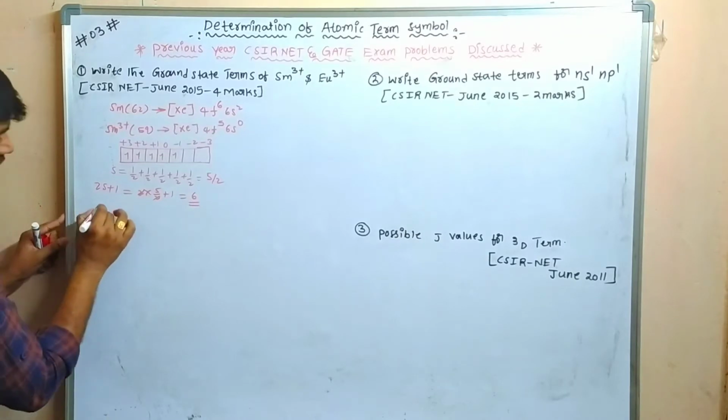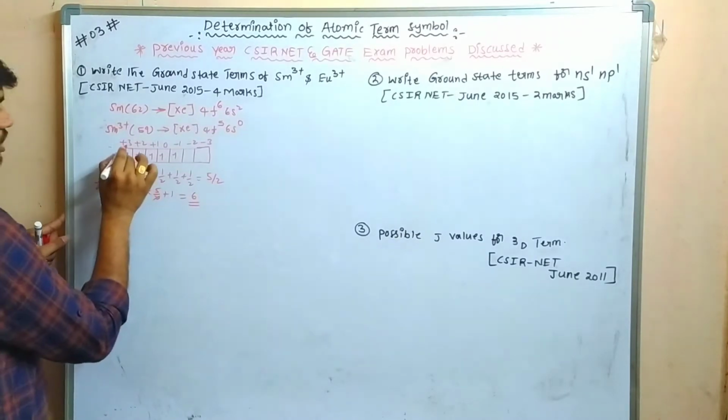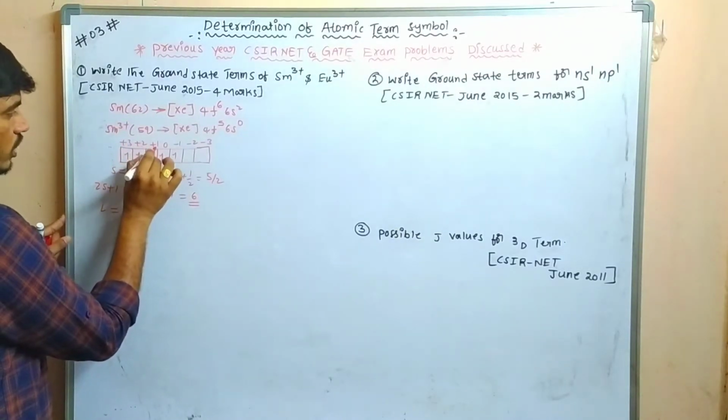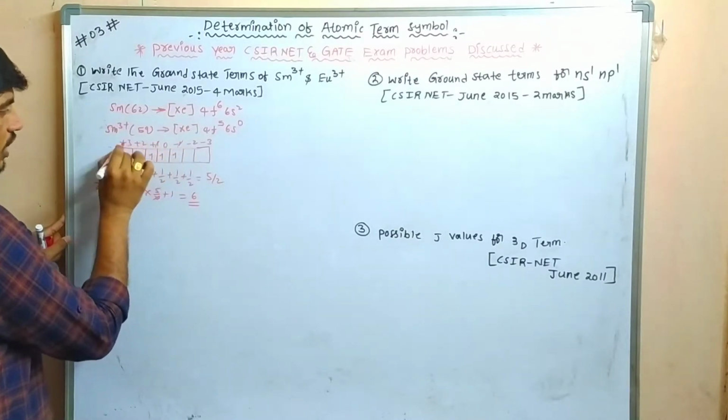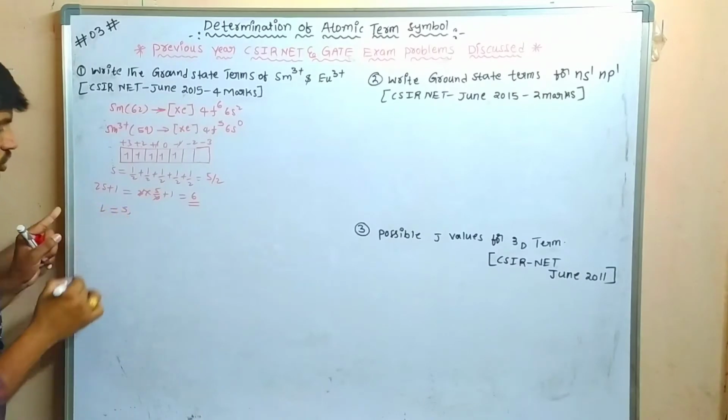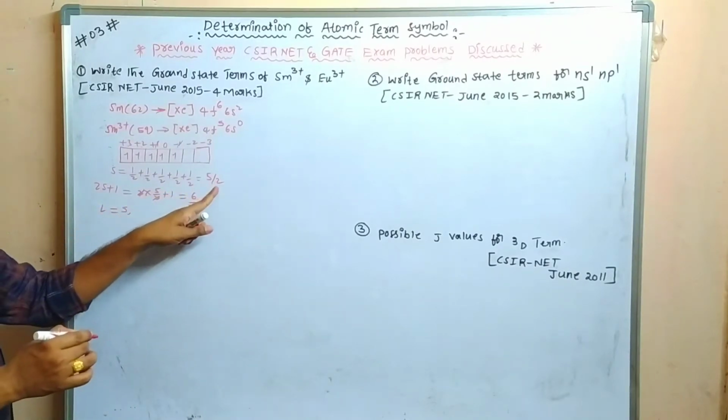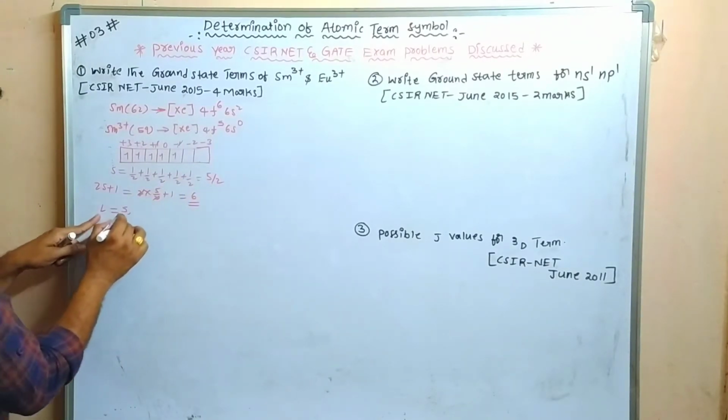Now we have to calculate the L value. So for the L value, +3 +2 +1 is +6. Here this is -1, so the -1 and +1 are cancelled. So the L value is 5. So the L value is 5 and the S value is 5/2.